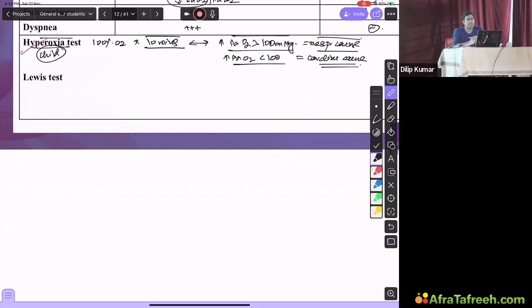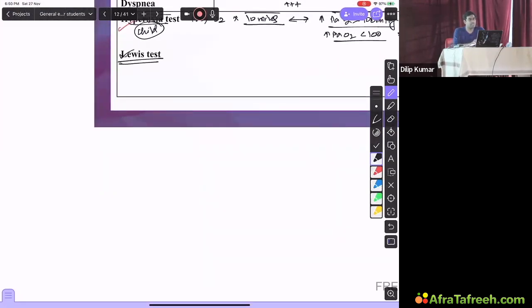Because children may have cyanotic congenital heart disease or they may have some respiratory cause also, like respiratory distress syndrome. So to differentiate, you can use 100% oxygen and you can find out. I'll tell you the idea. The idea is actually very, very simple. I'll tell you the basic principle of the hyperoxia test in a while.